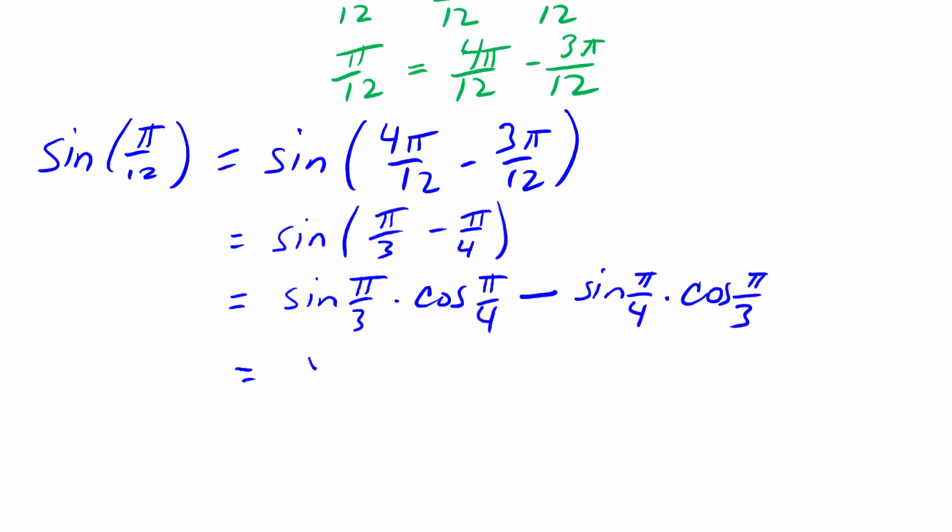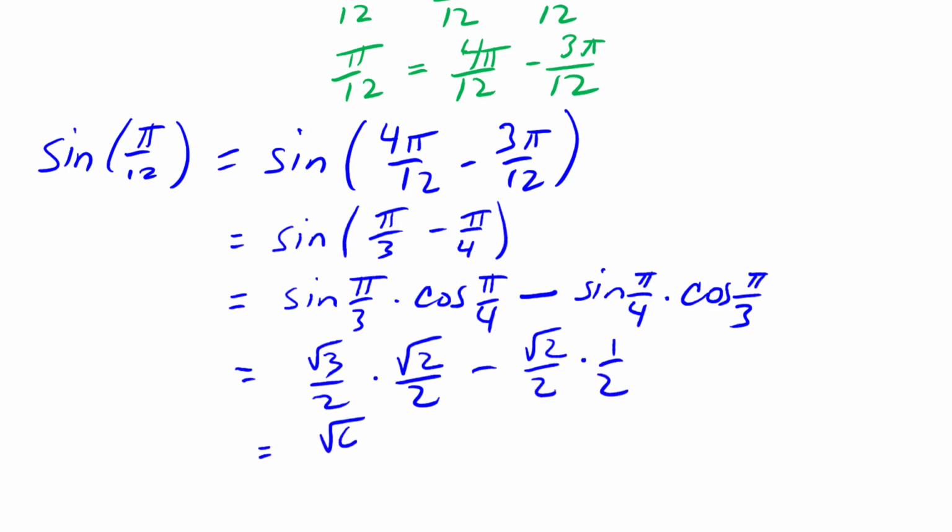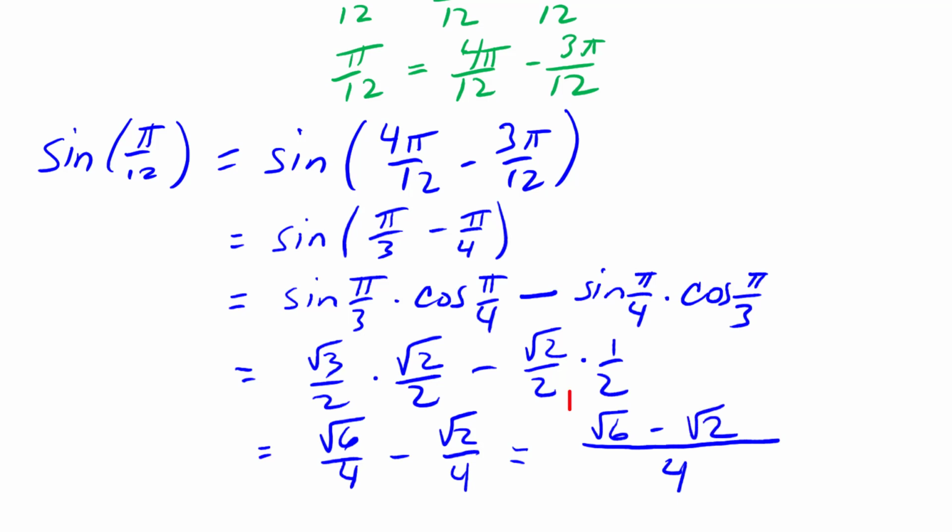Sine of pi over 3 is root 3 over 2, and cosine pi over 4 is root 2 over 2. And for the next pair, we get square root of 2 over 2 times 1/2. And again, we see the square root of 6 and the square root of 2 all over 4. And we can combine them into a single fraction. Root 6 minus root 2 over 4. As a reminder, those radicals cannot combine because they're not like radicals.